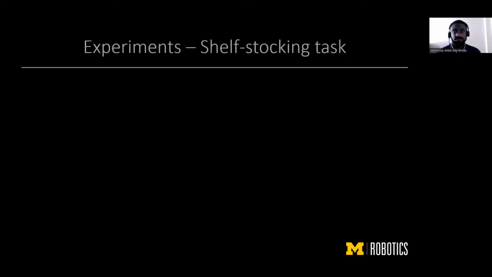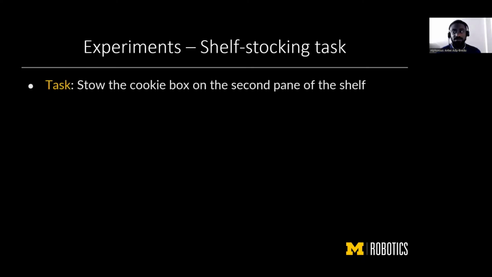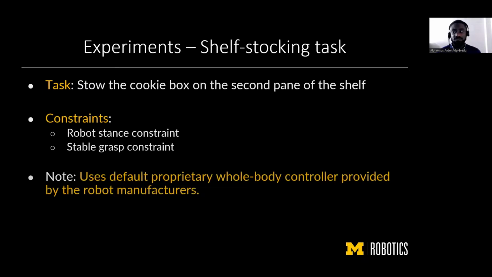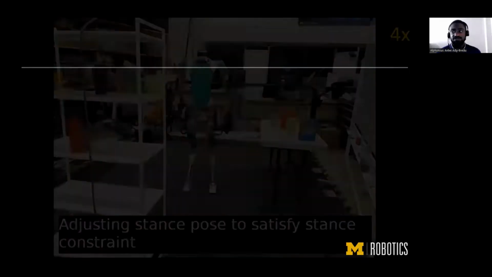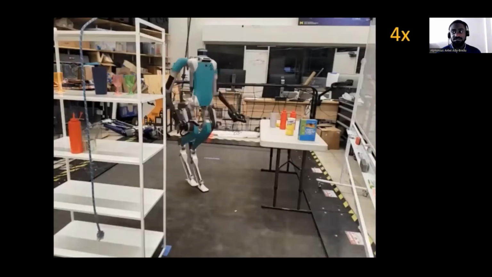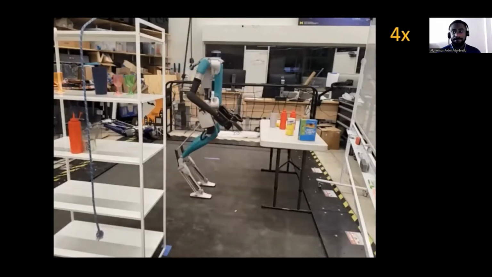We also evaluate GTP-MIP on a real-world shelf-stocking task with a physical robot. The geometric constraints in this task are robot stance constraints and grasp constraints. GTP-MIP is able to generate optimal actions that are successfully executed by the robot.